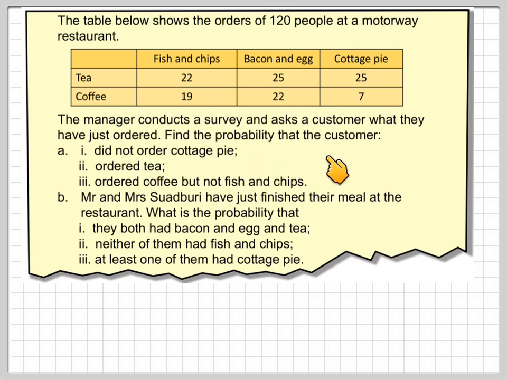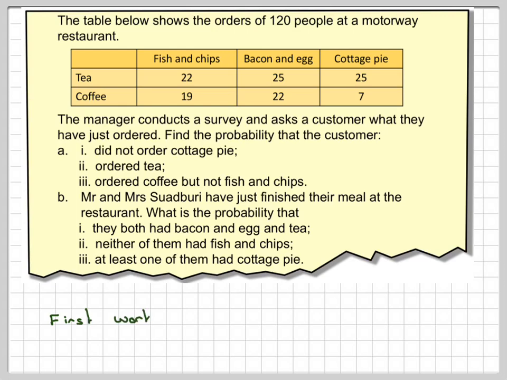Find the probability that the customer (a) did not order cottage pie, (b) ordered tea, (c) ordered coffee but not fish and chips. Mr. and Mrs. Sudbury have just finished their meal at the restaurant. What is the probability that they both had bacon and egg and tea, neither of them had fish and chips, and at least one of them had cottage pie?